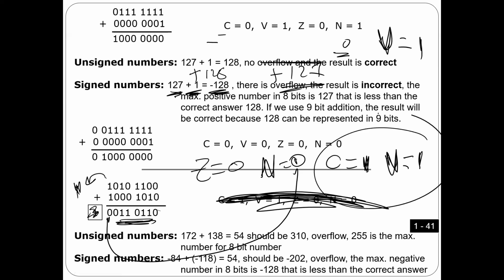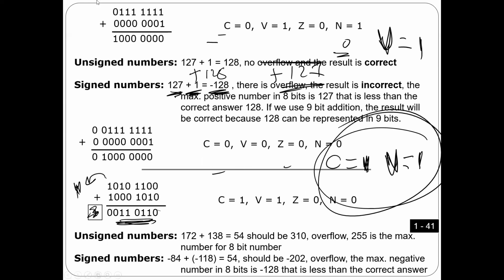Now, what does this mean? You have overflow in both cases. So if your number is signed or unsigned, you have overflow. So this result is wrong in the two cases. Let's prove it. As you see here, guys, I'm going to add 172. This one is 172, this one is 138, and then I got 54. You got what I'm saying? For sure, it's wrong because there is overflow, right?